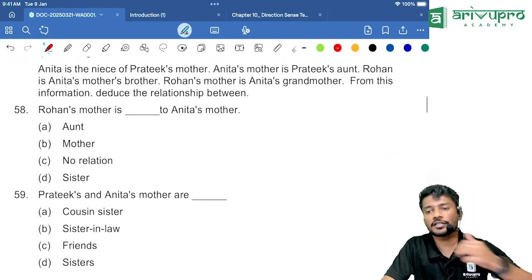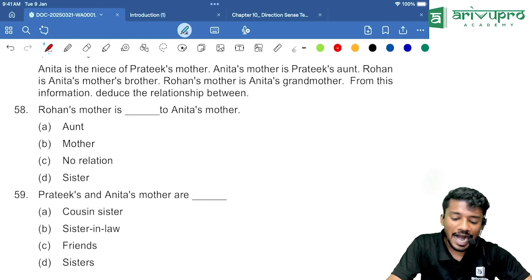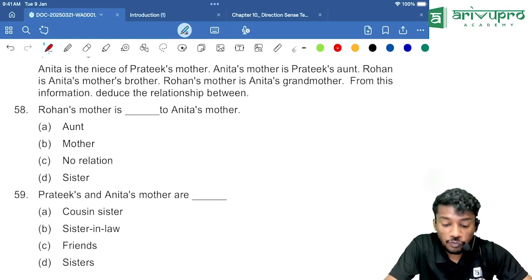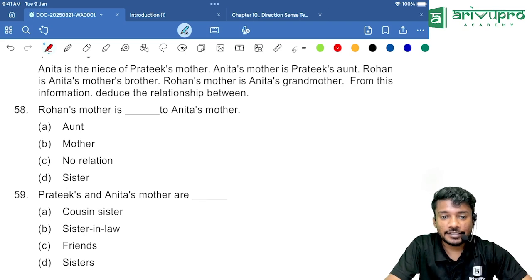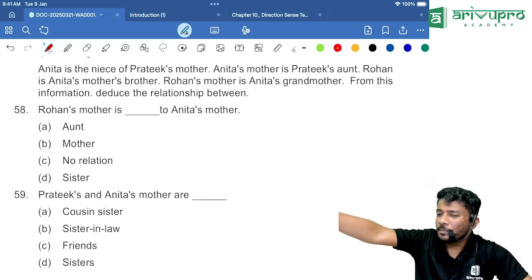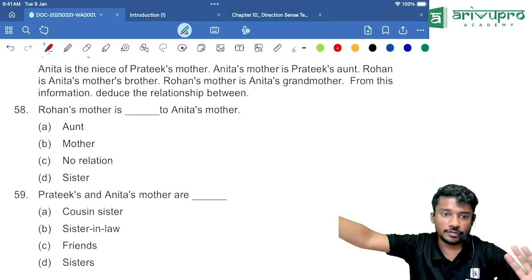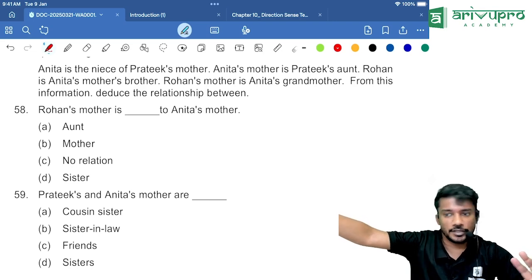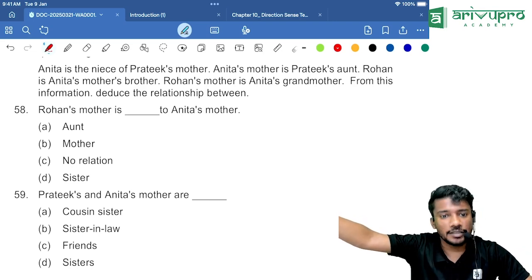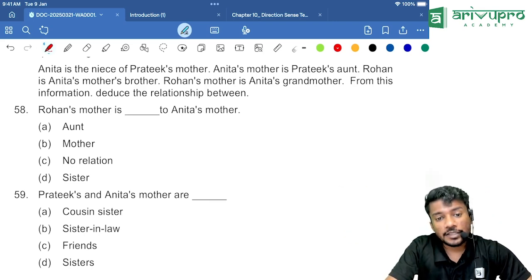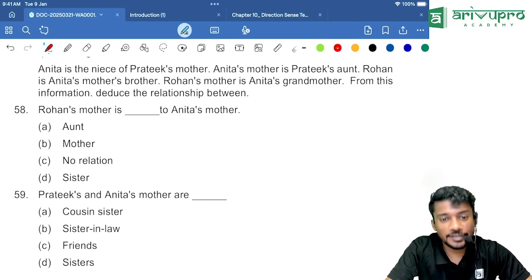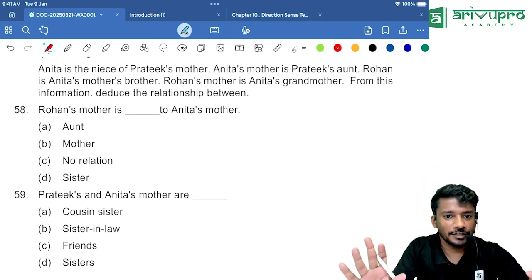Nice question. Solve it. Anita is the niece of Pradeep's mother. Niece means what? Brother's or sister's daughter. Nephew means brother's or sister's son.